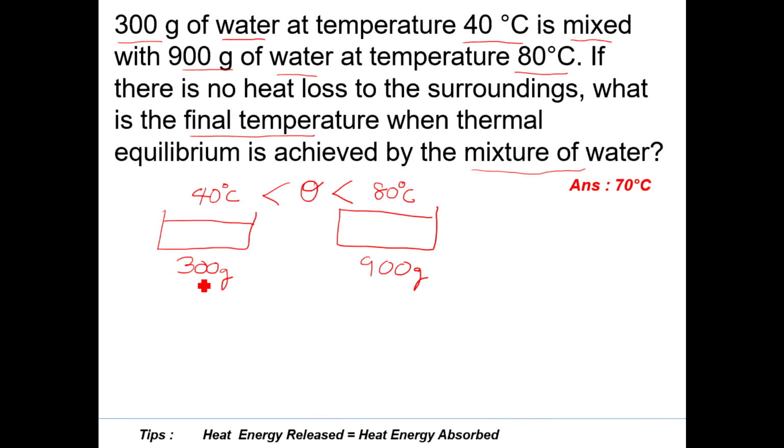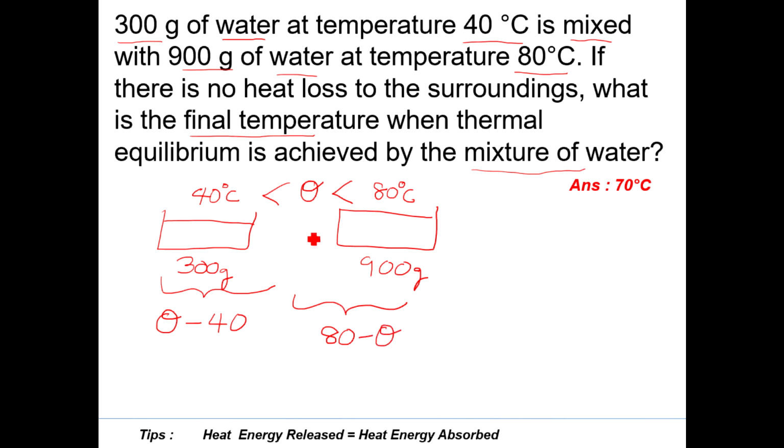So the change in temperature experienced by this 300 gram of water will be theta minus 40. Why theta minus 40? Because theta is more than 40, right? And then for the 900 gram water, the change in temperature will be, which one? Theta minus 80 or 80 minus theta? It should be bigger temperature minus initial temperature. So the bigger temperature is 80. So the change of temperature for 900 gram of water will be 80 minus theta.